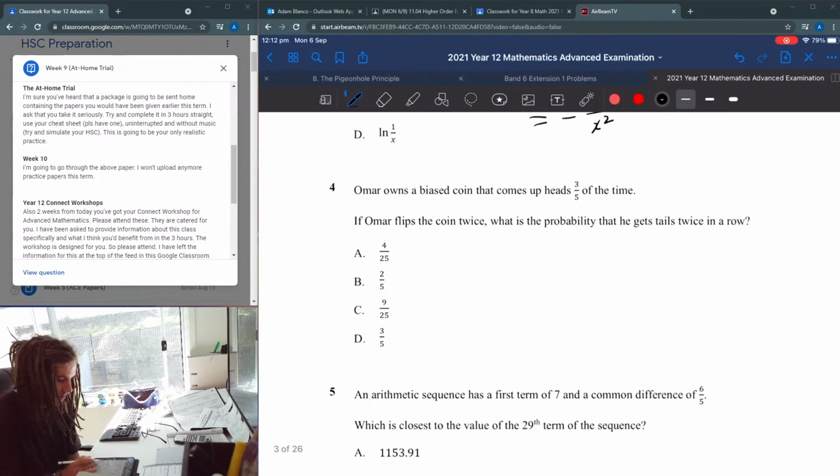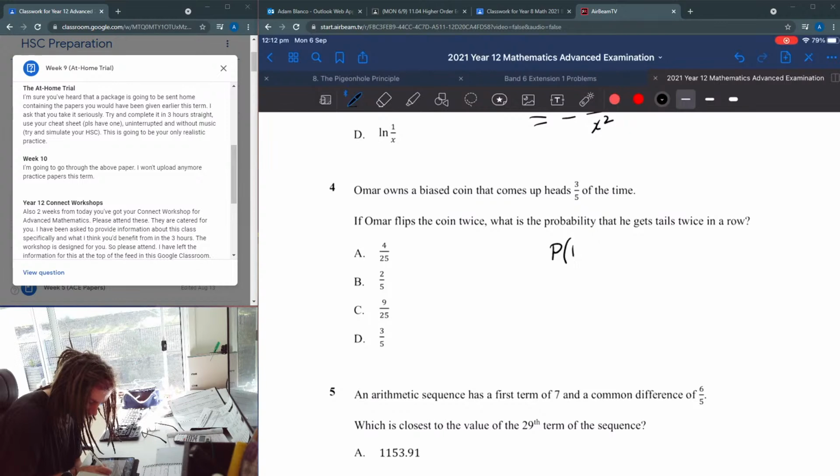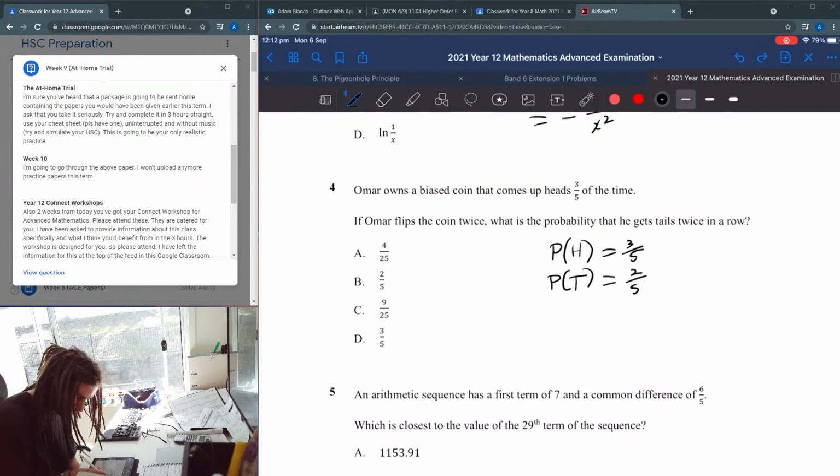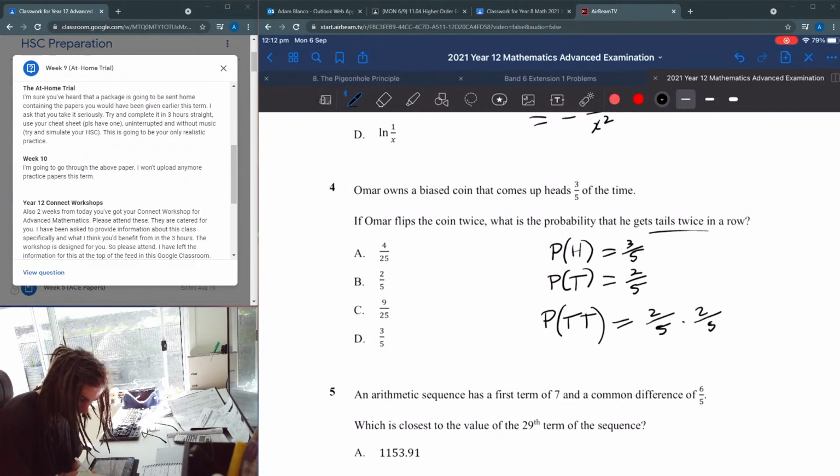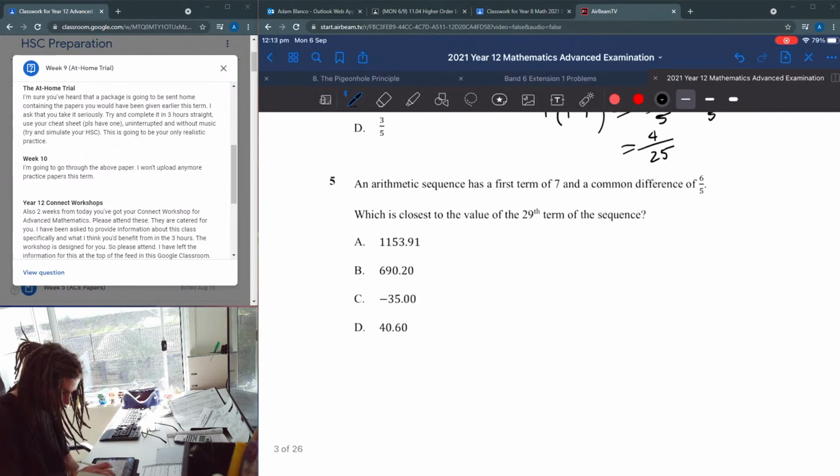Okay, this bloke flips a biased coin. Probability of heads is 3 on 5. Probability of tails is therefore 2 on 5, or 1 minus 3 on 5. The probability of tails twice is 2 on 5 times 2 on 5, which is 4 on 25, which is A.